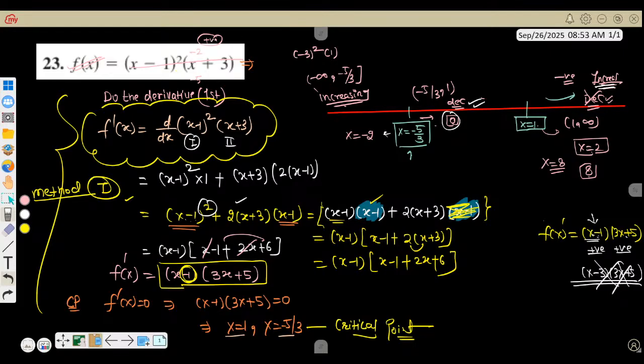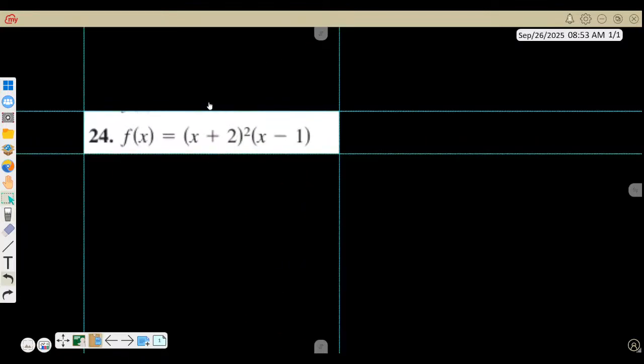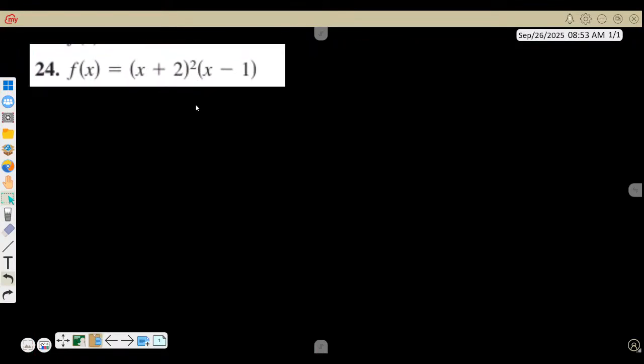Now it's time for question number 24. Now tell me, I will write here, you can guide me on what I have to do. Okay, this is the function. First of all, I want to find the derivative. So to find the derivative, I will directly apply d over dx here.